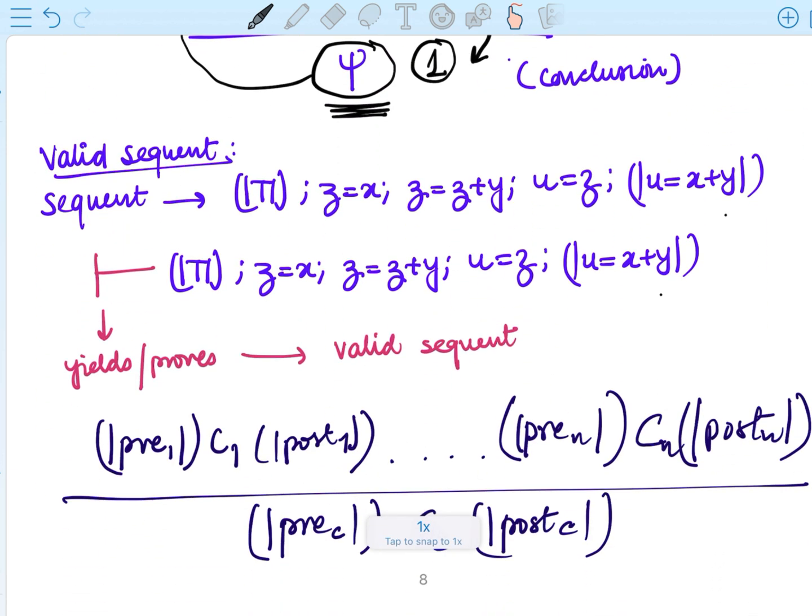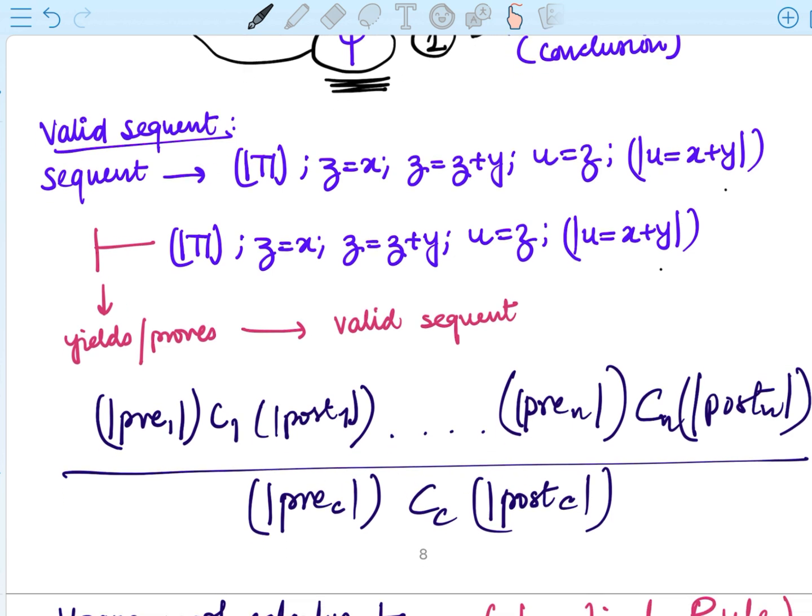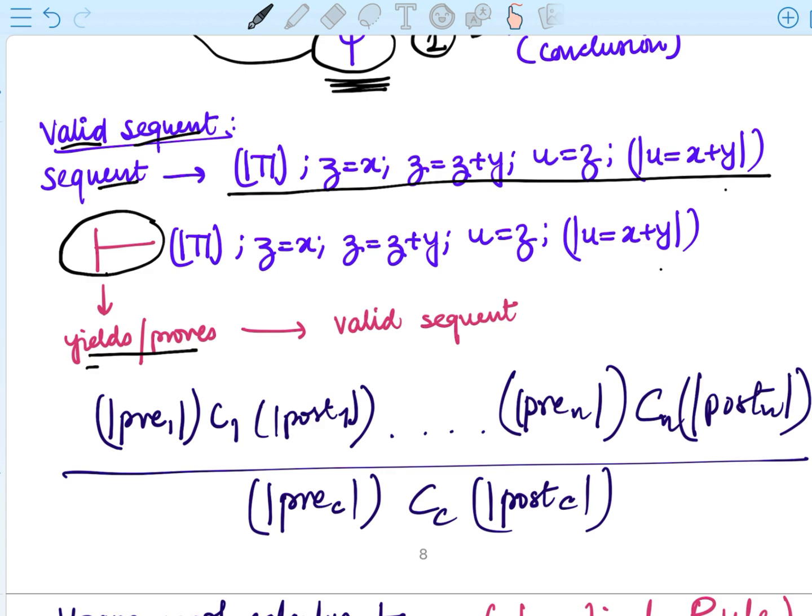Valid sequent is important because we are checking: is this program P correct, or does it hold all the correctness properties? In this case, we are dealing with the sequent. We say valid and sequent, two things. What is a sequent? This is a sequent. When you are writing a Hoare triple, it is called a sequent, and it becomes valid only when you are able to prove it.